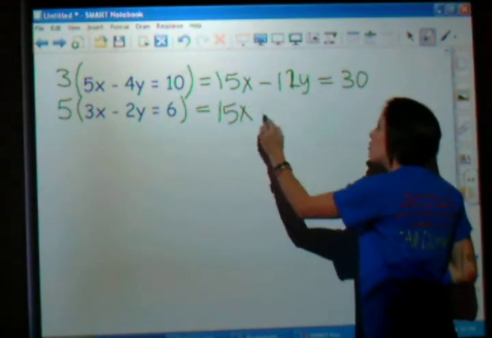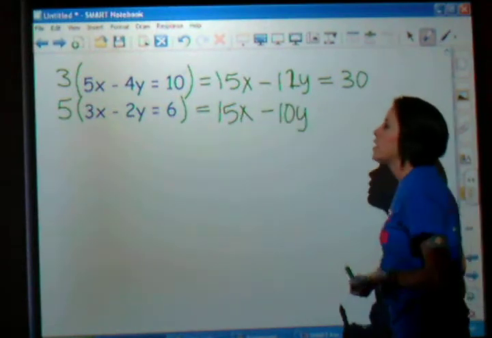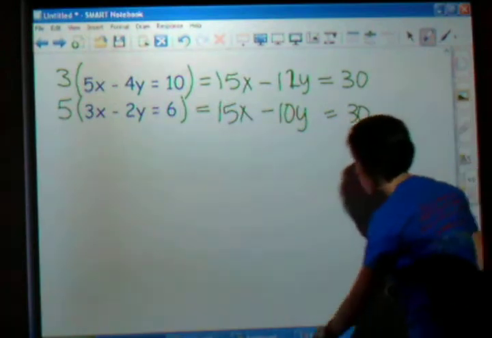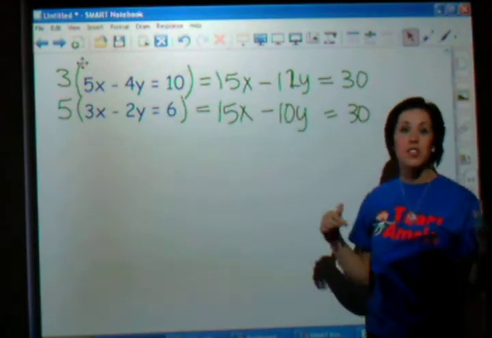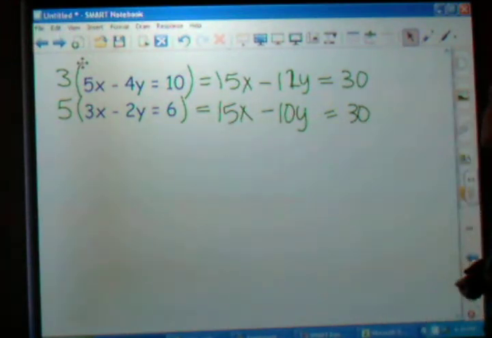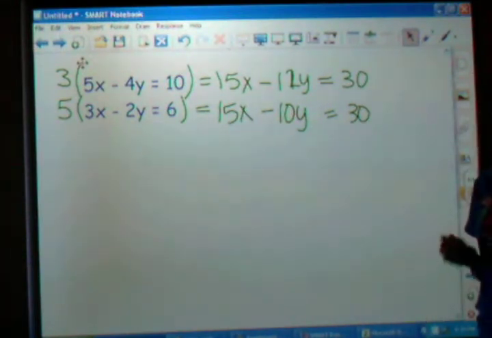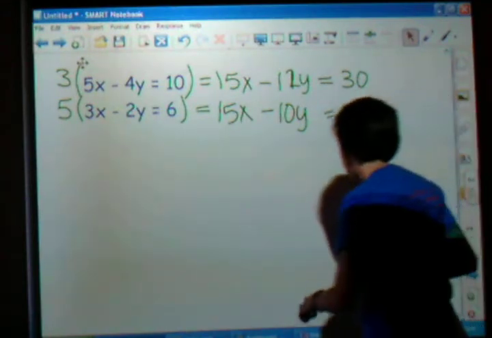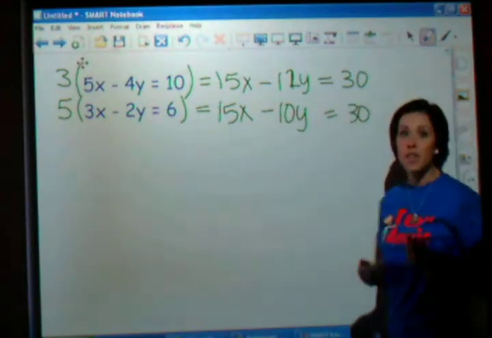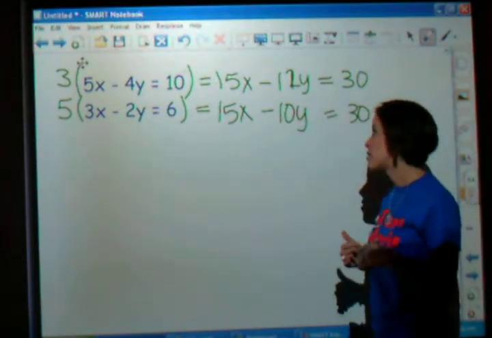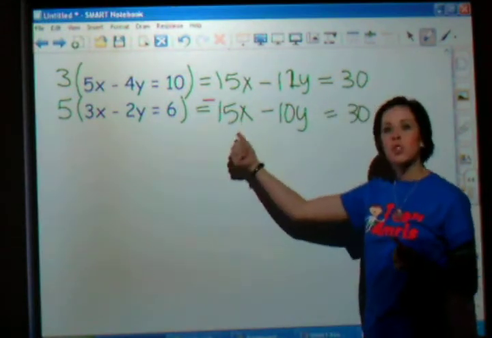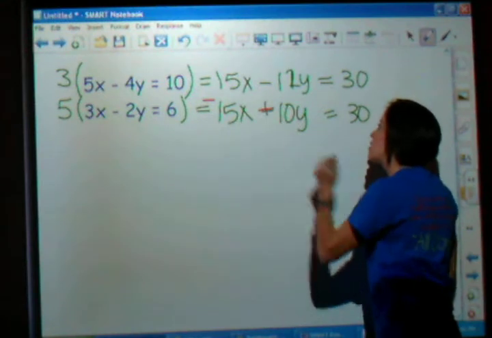Negative 2 will be negative 10y, and 5 times 6 is 30. Now, the goal here is we want these x's to cancel out if we were to add these two equations. So right now, leaving it as it is, if I added them, I would get 30x. They wouldn't cancel out. So I need to go into the second equation and change the signs of each of them. I want that 15x to be a negative 15x. If I change the sign of this one, I need to change the signs of all of them.